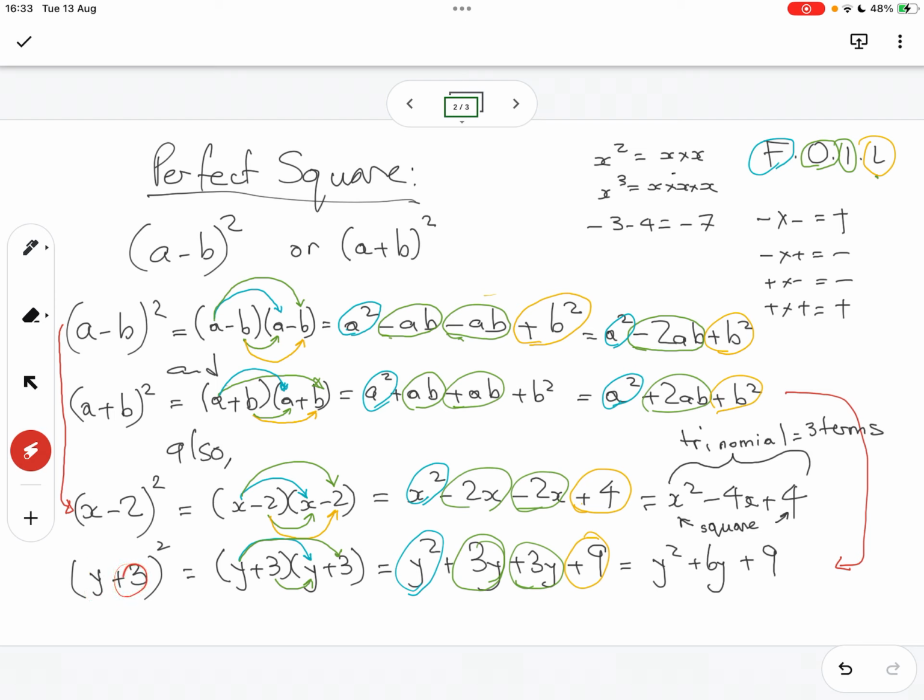Same here. y squared, positive 3 squared. 3 times y is 3y, times 2 is 6y. And then I have my trinomial, which expands my perfect square. So that's what that means. Okay. Then carry on.